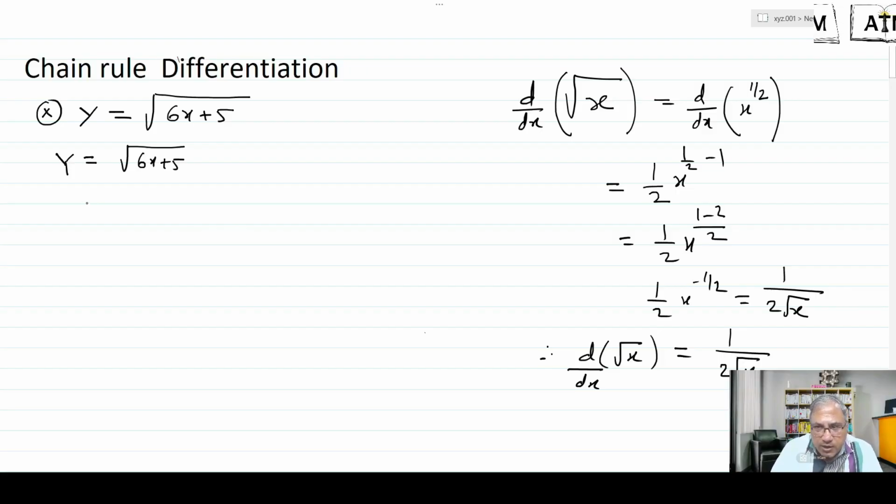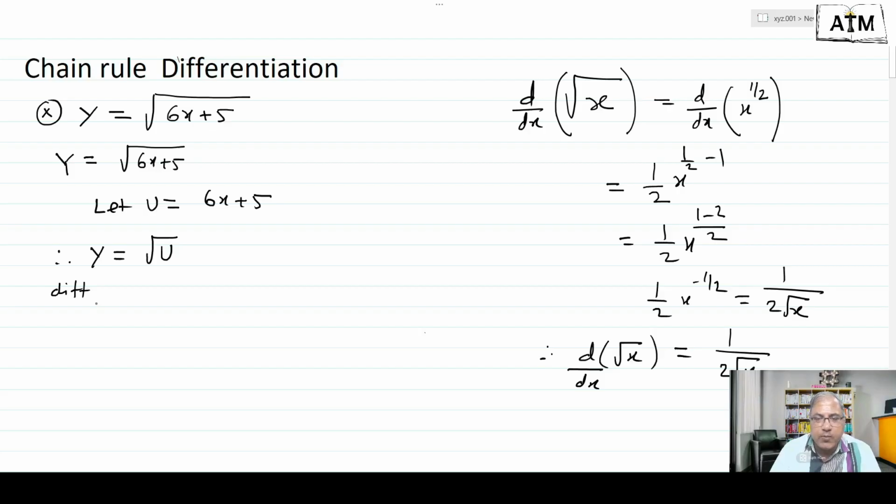So what I do here, let u equals 6x plus 5. Therefore y equals root u. Now differentiating, what is step 1? Step 1 is dy by du and the second step is du by dx. So differentiating both sides with respect to u.